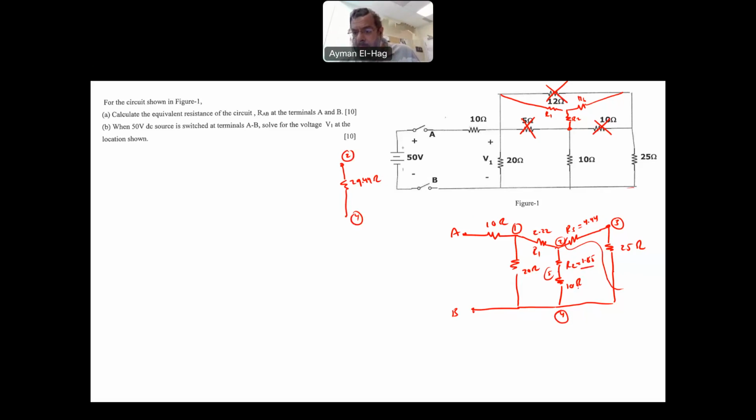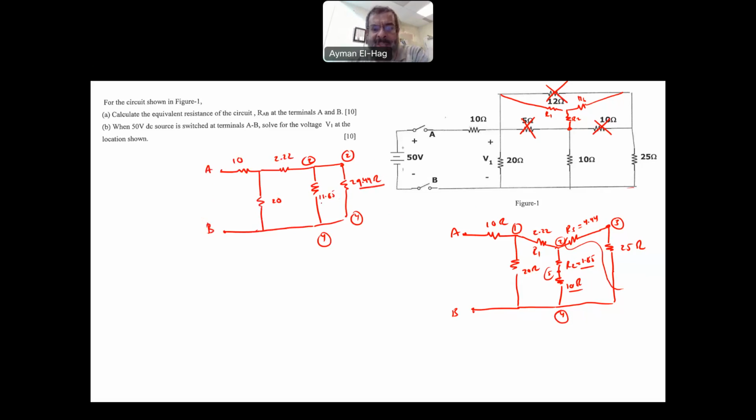Then R2 and the 10 ohms are in series as well because they share node 5 and nothing else shares that node. So we will have here another resistor, and this will also be between 2 and 4, and the value of this will be 11.85. Then I will have here the 2.22 ohm, I will have here the 20 ohm, and I will have here the 10 ohms. So you see the circuit now becomes much, much easier to analyze.